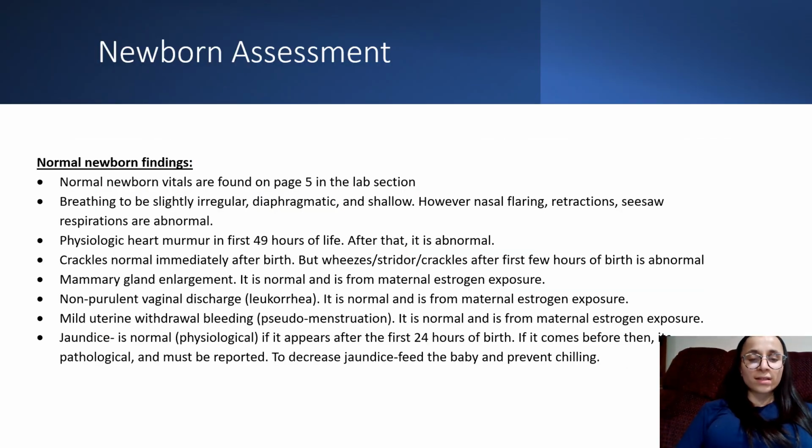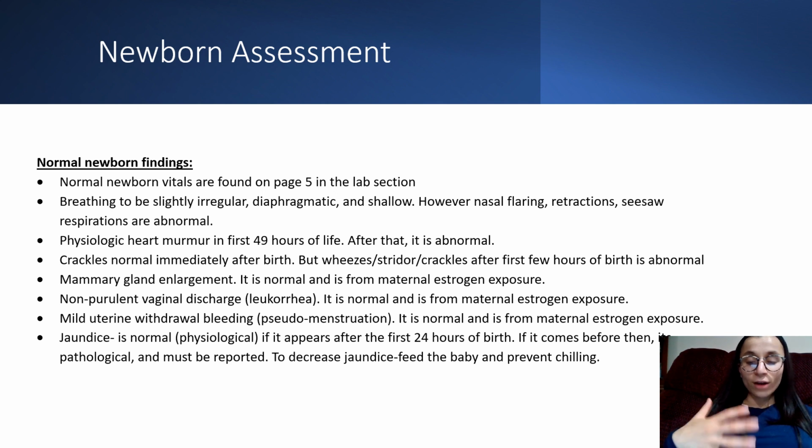Okay, newborn assessments. So these are normal newborn findings. Normal newborn vitals are found on page 5 of my notes. Like I said, you could always access my notes in the comment section below or at my website, www.sararn.com, and check on my notes for this. The breathing could be slightly irregular, diaphragmatic, or shallow, but these are abnormal: nasal flaring, retractions, seesaw respirations. Physiological heart murmur in the first 48 hours of life is normal. After that, it's abnormal.